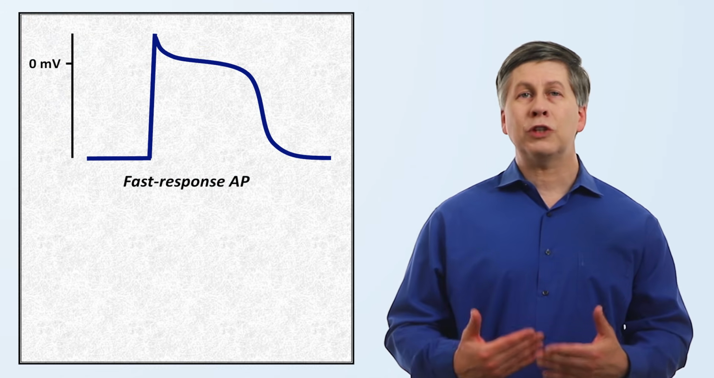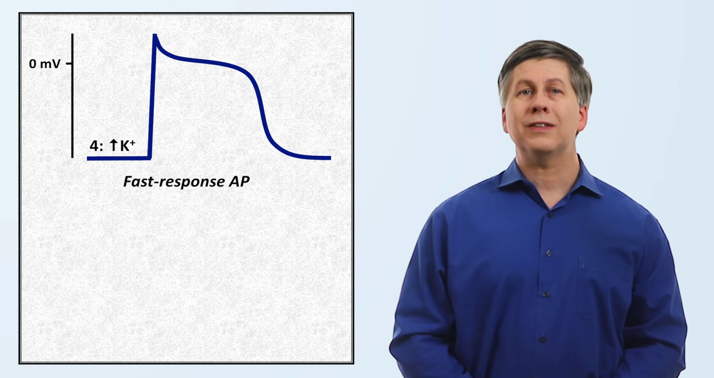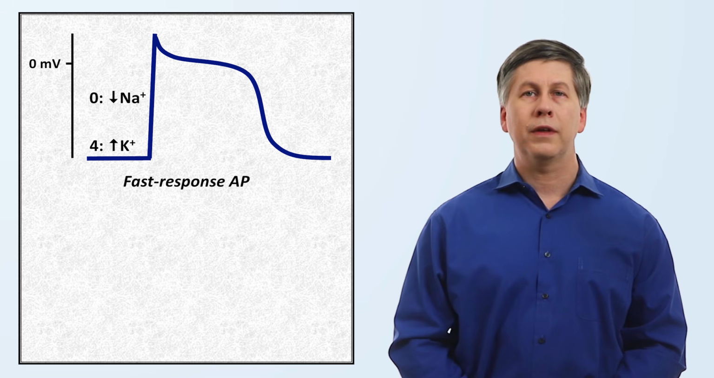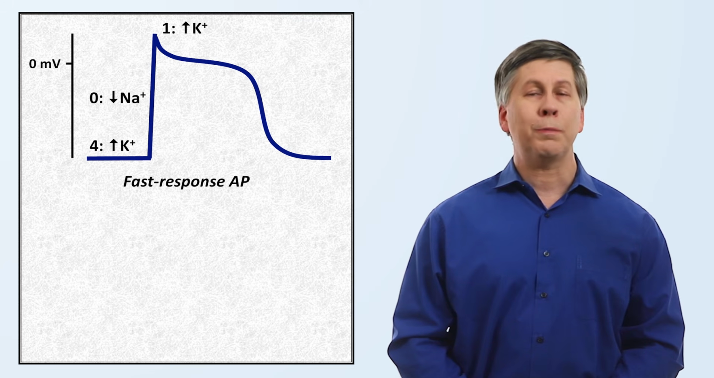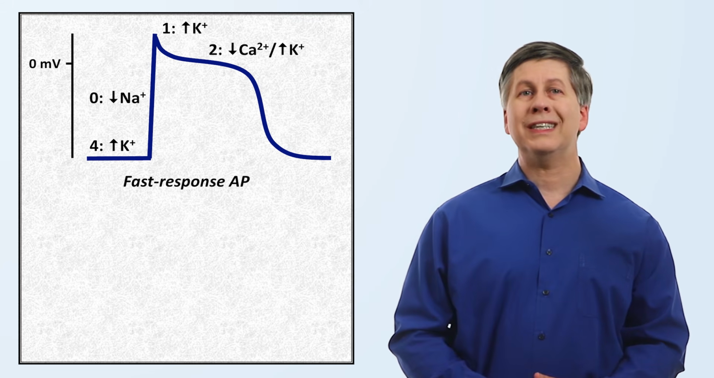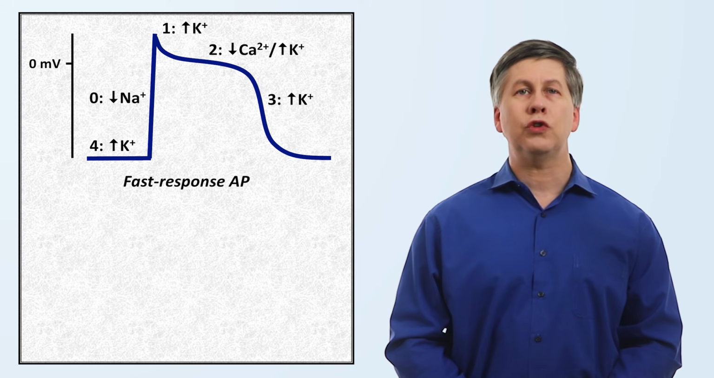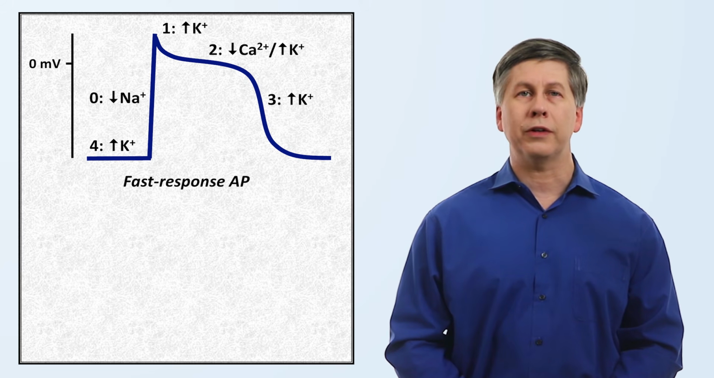And last are the phases of the two types of action potential and their relevant currents. In the fast response action potential, phase 4 is the cell sitting at resting membrane potential, so it's dependent primarily on outward potassium current. Phase 0 is rapid depolarization due to inward sodium current. Phase 1 is the modest early repolarization phase, primarily due to outward potassium current. Phase 2 is the voltage plateau, when inward calcium current balances outward potassium current. And phase 3 is repolarization due to unopposed outward potassium current.